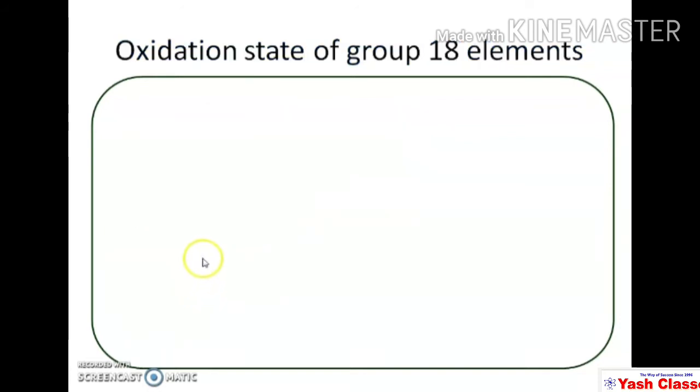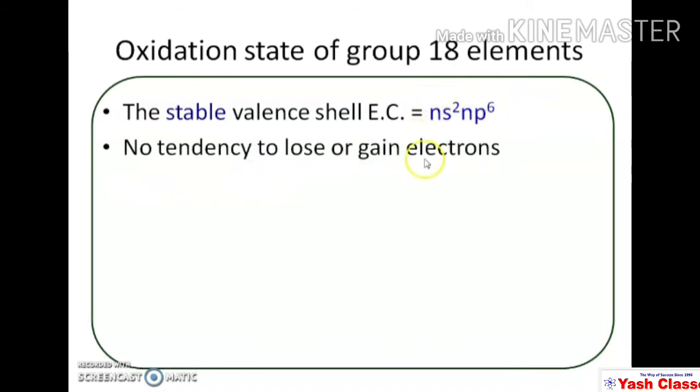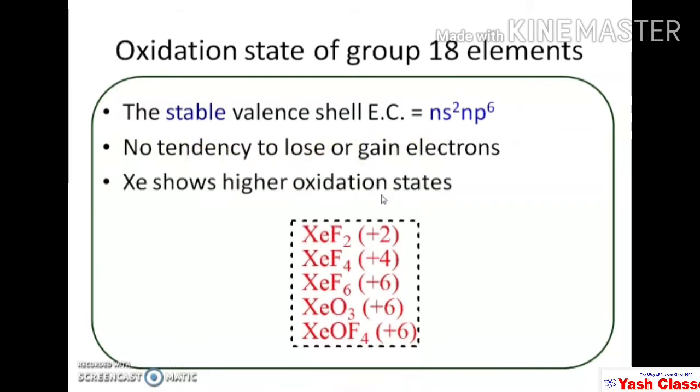Then the oxidation states of group 18 elements. As you know, group 18 elements, that is helium, neon, argon, krypton, xenon and radon, have a stable electronic configuration, and the outermost configuration here is ns2np6. There are 8 electrons in the outermost shell, and therefore the resulting configuration is highly stable. And therefore group 18 elements have a negligible tendency to lose or gain electrons.